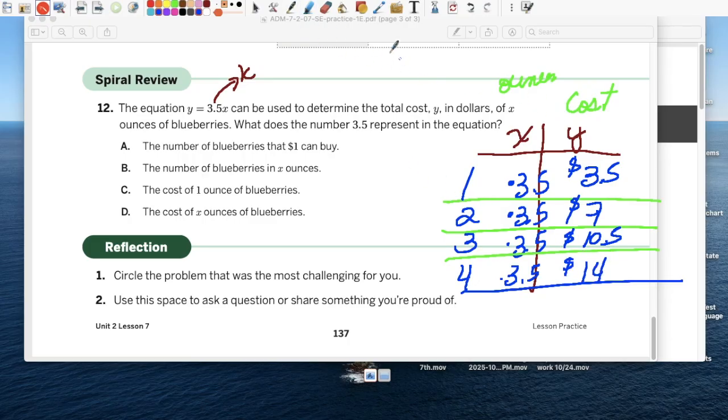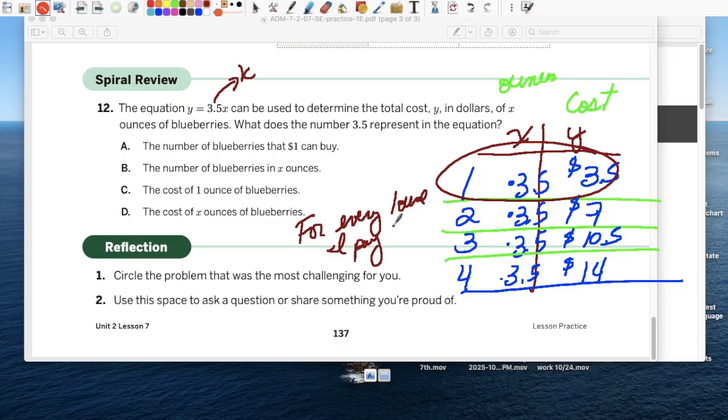What's the unit rate? Here's my unit rate. For every 1 ounce, I pay $3.50. Right. So what does the 3.50 represent? It represents the cost per ounce. So it's $3.50 per ounce. The number of blueberries that $1 can buy. Oh my God. The number of blueberries. What? Oh, those are the others.